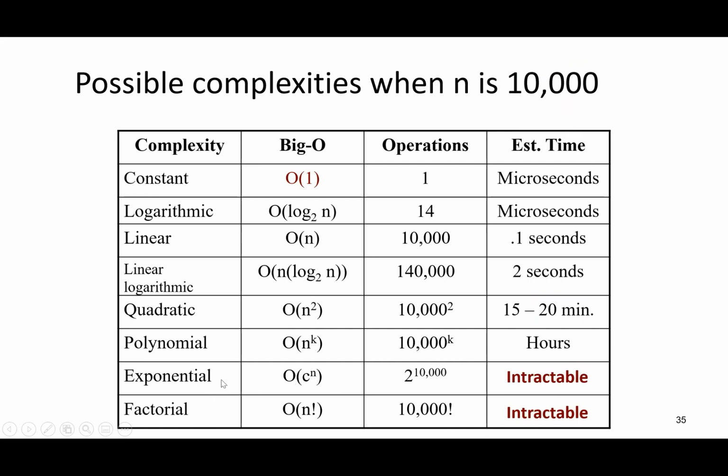Order of C power n, if you have exponential, your n is the power. Then you have 2 power 10,000. It's quite large. It's intractable. It means that the time it takes will be very long for the last two. Or the worst one is factorial, n factorial, 10,000 factorial. Can you imagine? It's a lot. So it's intractable. So you can see that these are all the big O that you can derive.